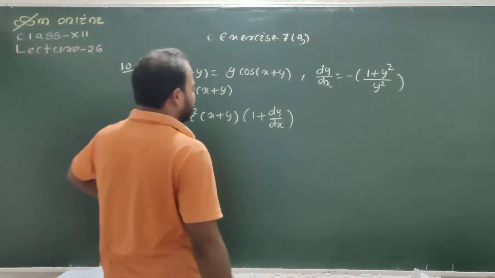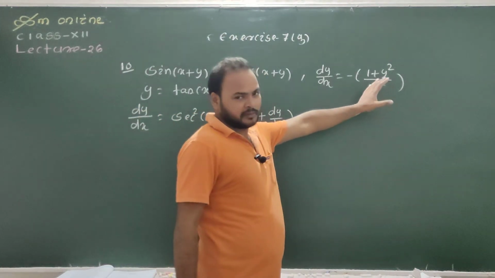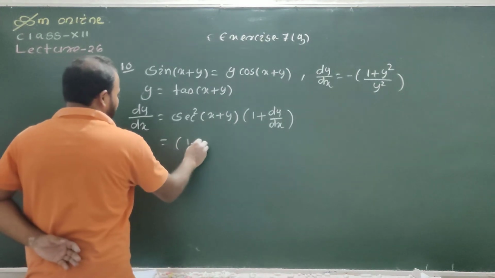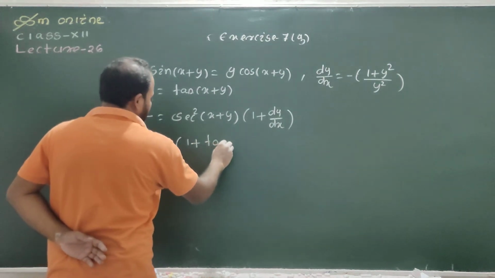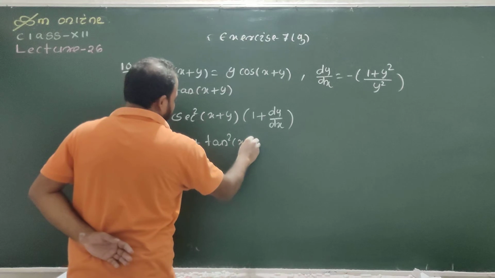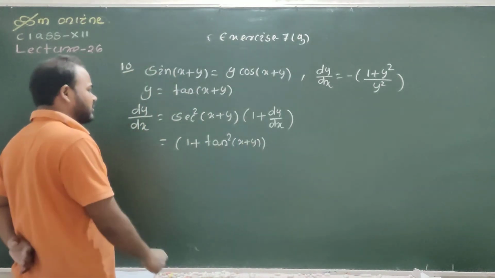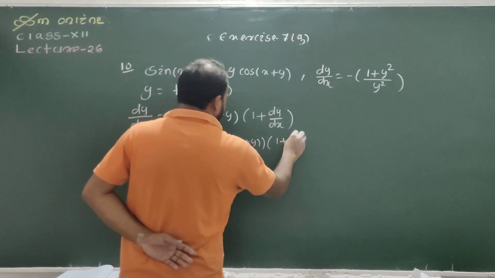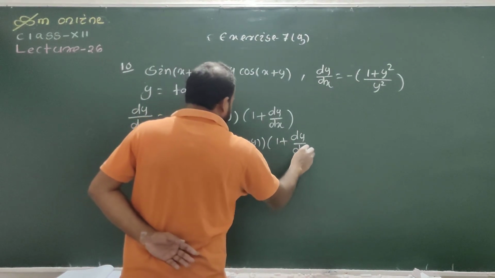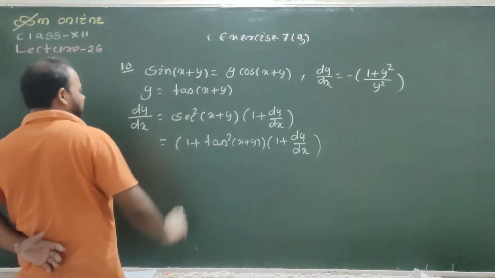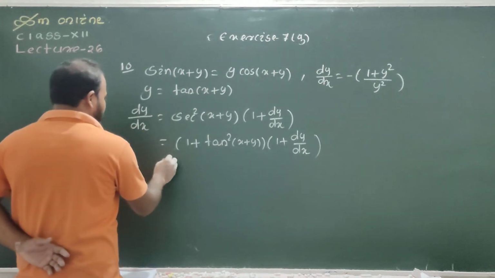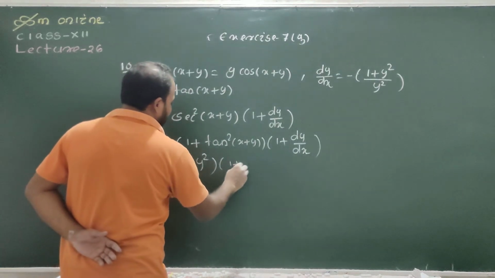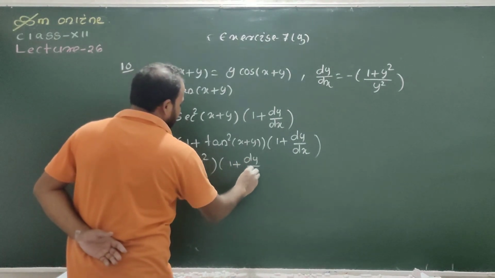In this proof, there is a term containing y square. So first we change this: sec square of x plus y is 1 plus tan square of x plus y, into 1 plus dy by dx. And since y equals tan of x plus y, tan square of x plus y is y square, so it is 1 plus y square into 1 plus dy upon dx.